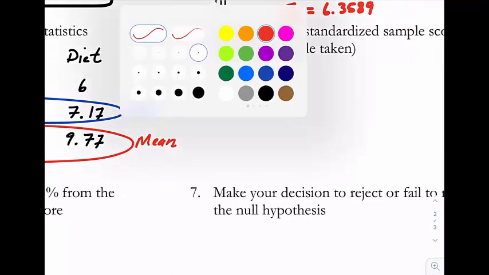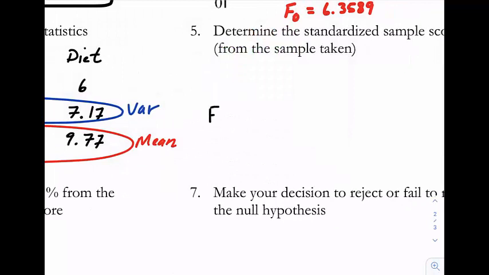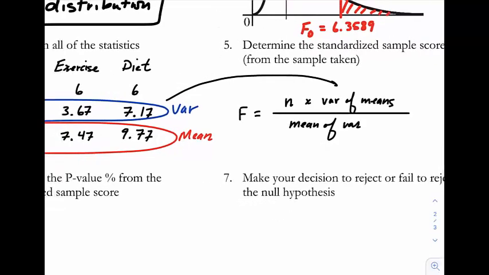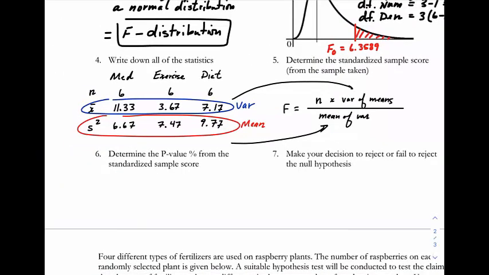And so recall here that the F standardized value is the sample size, in this case 6. So you're going to multiply that times that top one there, which is the variance of your sample means, and then divided by, in the denominator, the mean of sample variances. That directly ties to what we have over here. So what we need to do is dump those numbers back in to figure out the variance of the means and the mean of the variances. So let's go ahead and do that.